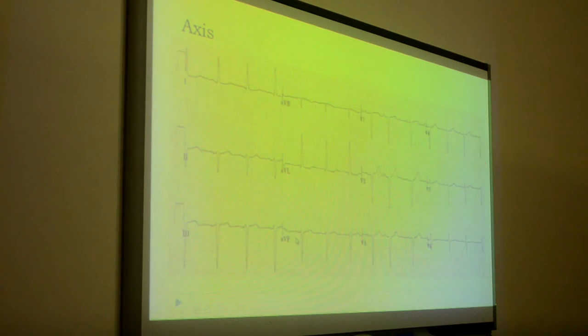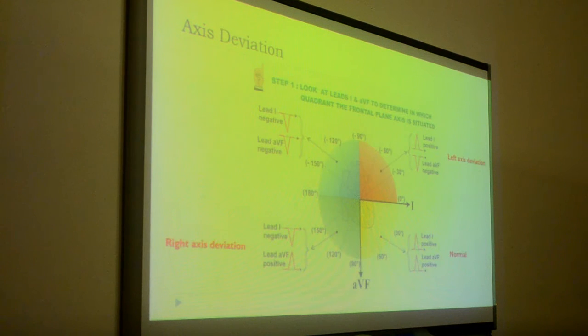Clear? So this, they leave each other. This one's pointing up, this one's pointing down. This is left axis deviation. Normal is thumbs up. Normal is both of them pointing together. Okay, thumbs up, double thumbs up. Both of them pointing in the same direction.